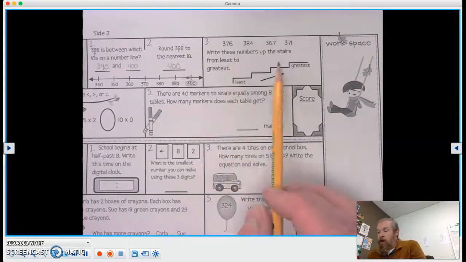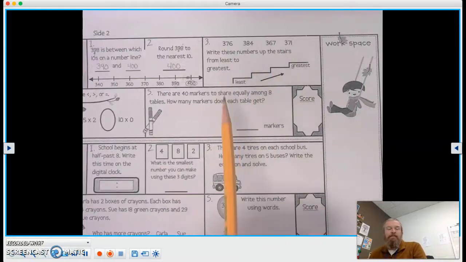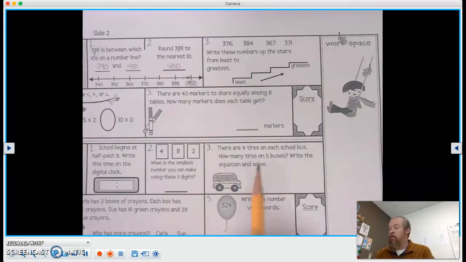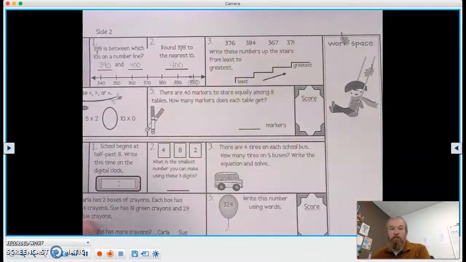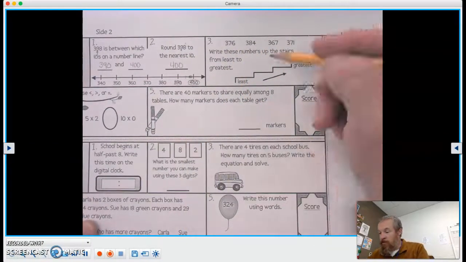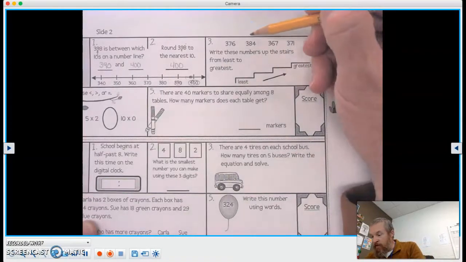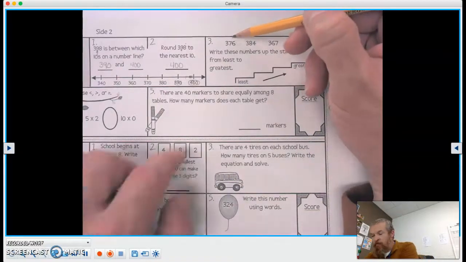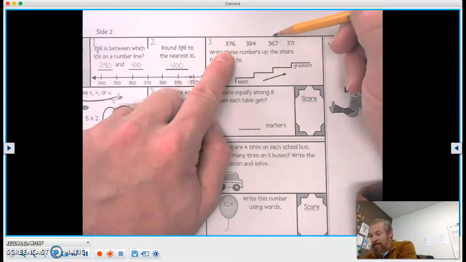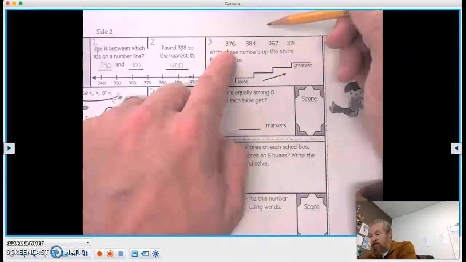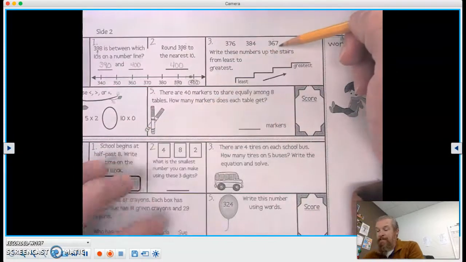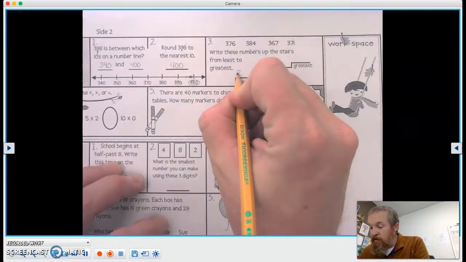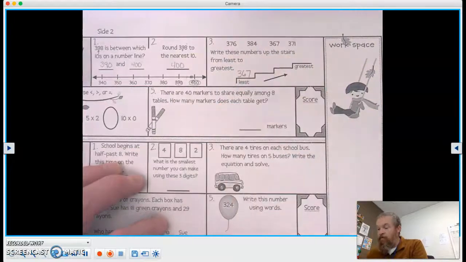Number 3. Write these numbers up the stairs from the least to the greatest. So we're looking at the smallest number. And I see 300, 300. So they all start with 300. So we've got to look at the tens column. There's a 7 and an 8. So the 7's smaller. And then there's a 6. So the 6 is smaller than either of those two. And then we're back to a 7. So 367 is the smallest number.